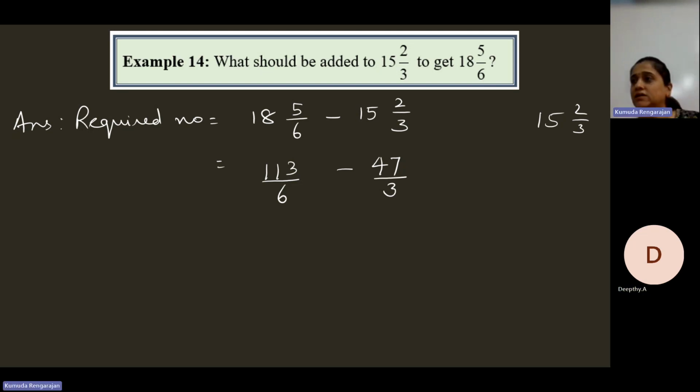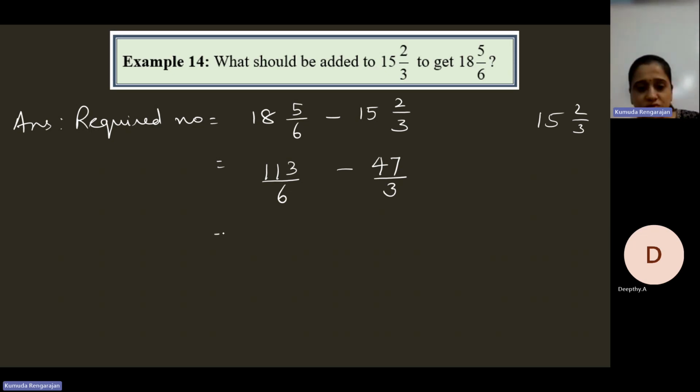Now, how do we subtract? We need to bring them to the same denominator. You can add or subtract only like fractions. Remember that. Addition and subtraction can be performed only with like fractions. Now, these two fractions are unlike because they have different denominators. You need to make them like. How? By finding the LCM. What's the LCM of 6 and 3?